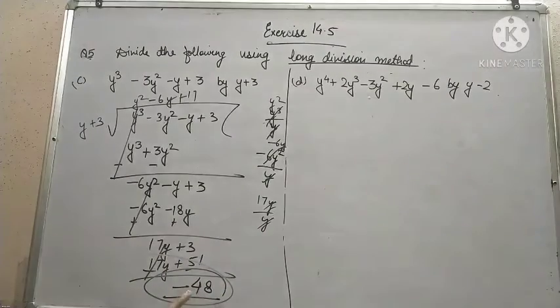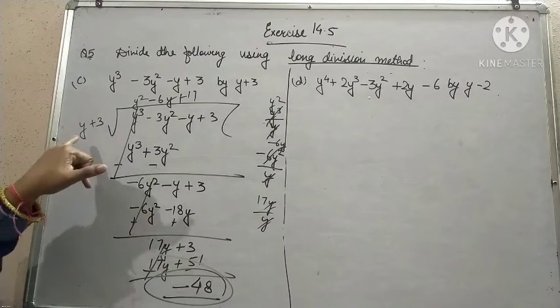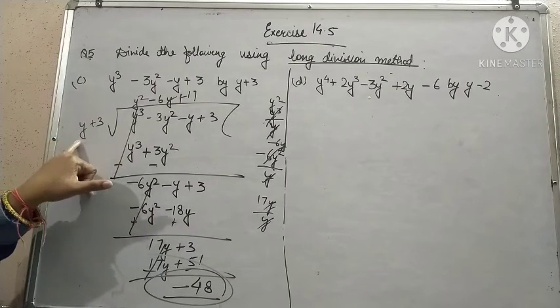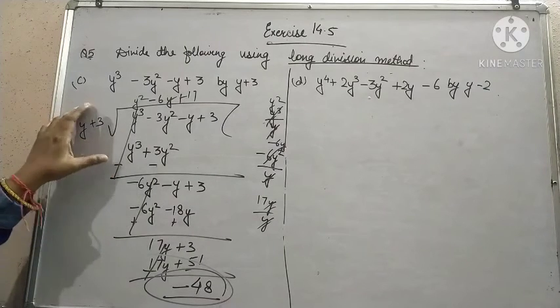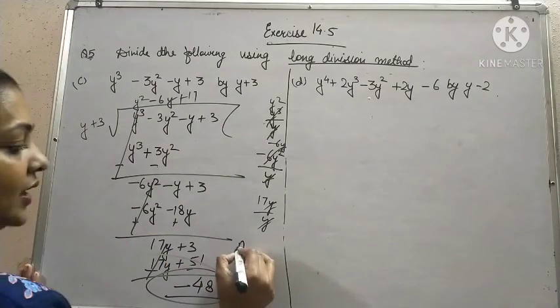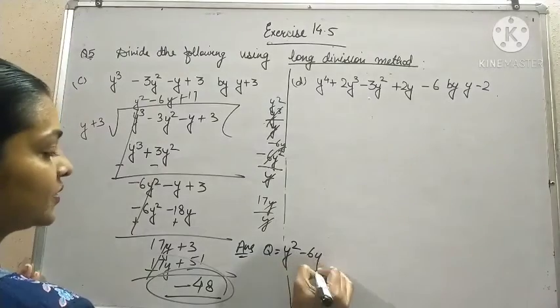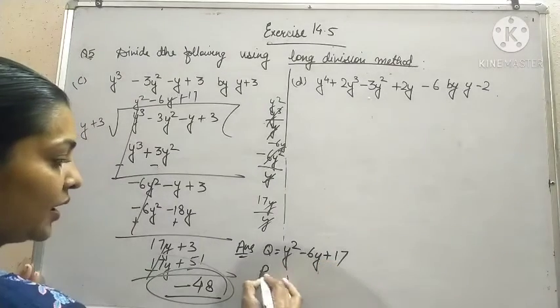So see, the power of the remainder is 0. So whatsoever remainder you obtain, its degree should be less than that of the divisor. So our quotient is y square minus 6y plus 17 and the remainder is minus 48.